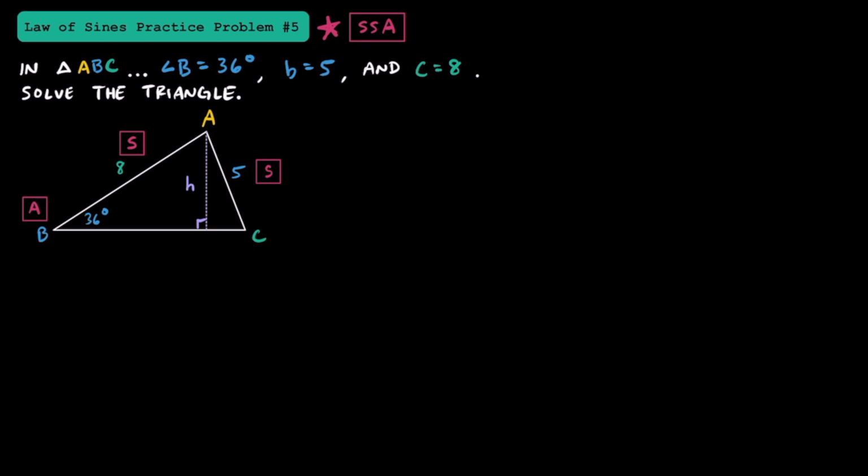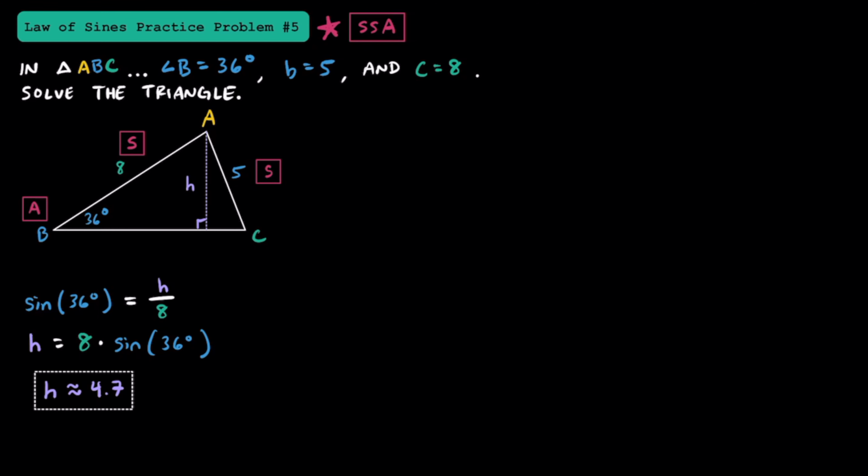Just to be sure, let's use our good old SOHCAHTOA with the height here and the right triangle to figure out what the height of this triangle is. Using our right triangle, we can say that sine of 36 degrees is equal to the height over 8, or opposite over hypotenuse. Multiplying both sides by 8, we can say that the height is equal to 8 times sine of 36 degrees. And plugging that into a calculator, the height is about 4.7.